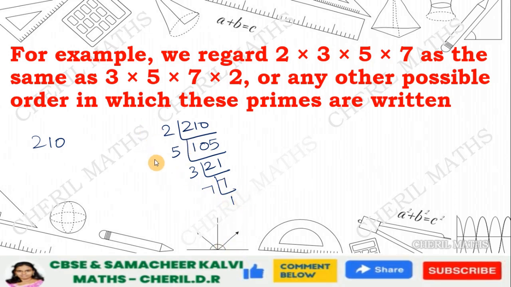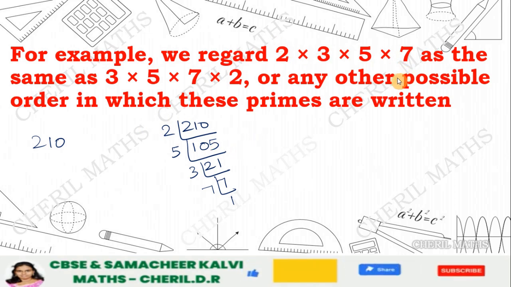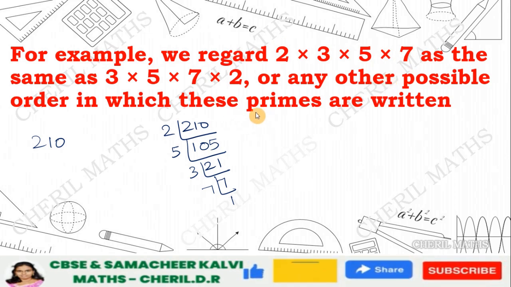So here, wherever you want to call it unique, you can say that you are going to write it in an ascending order. Then you can say it is going to be written as unique. Or here, if you are writing the prime numbers in a shuffled manner, there you can say it is going to be different. So that is what you can say.